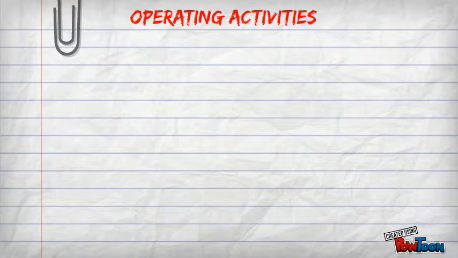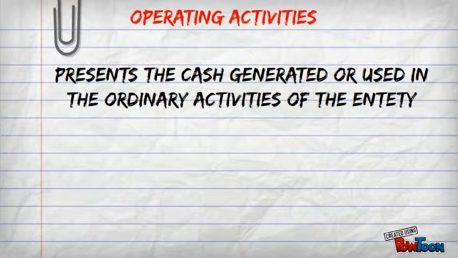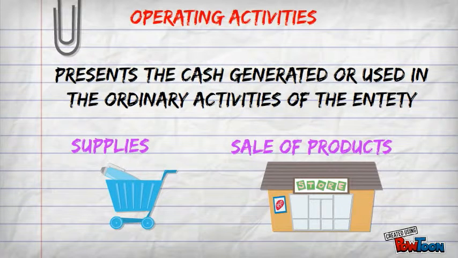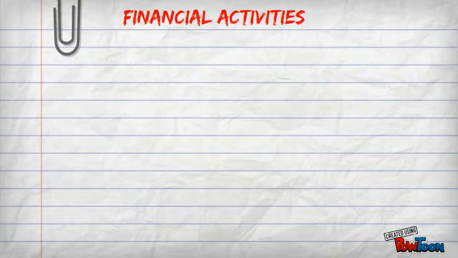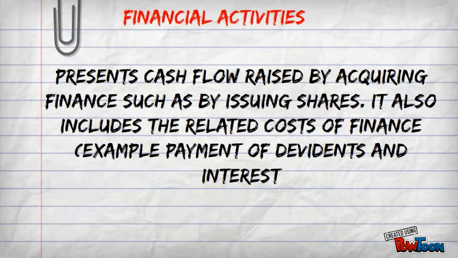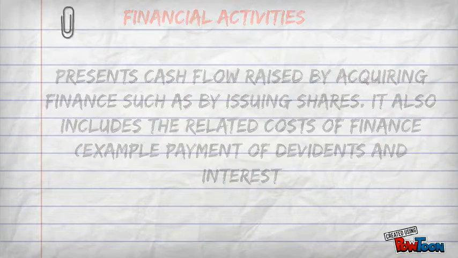The operating activities present the cash generated or used in the ordinary activities of the entity, for example, buying supplies or sale of products. Investing activity presents the cash used by the company to purchase revenue-generating assets that are needed for operations, for example, an office building. The financing activity presents the cash flow realized by acquiring finance, such as by issuing shares. It also includes the related cost of finance, for example, payment of dividends and interest.